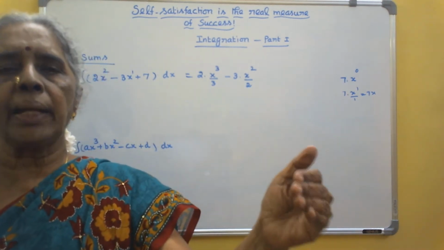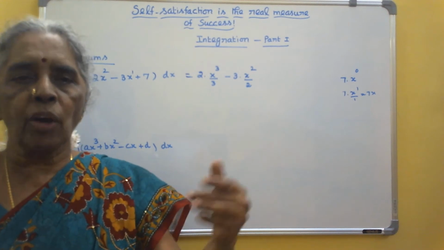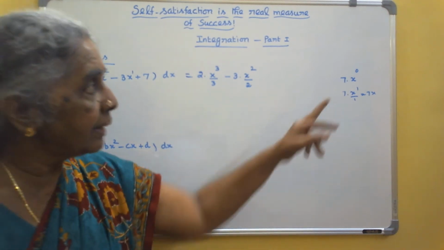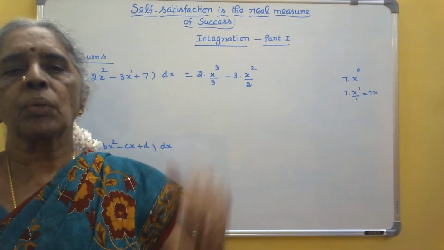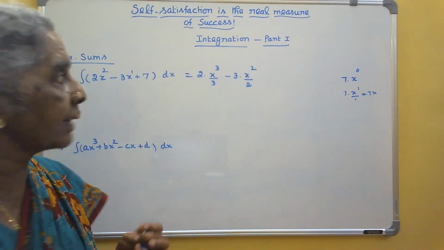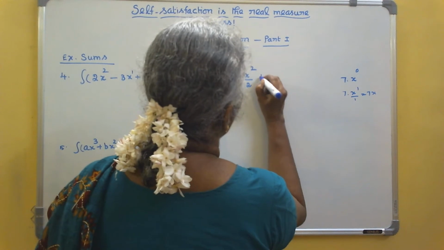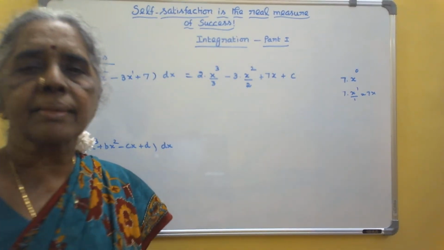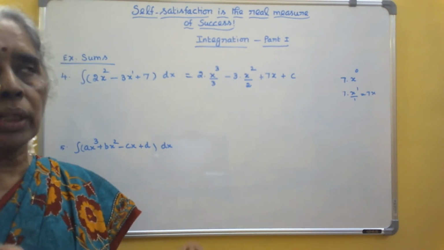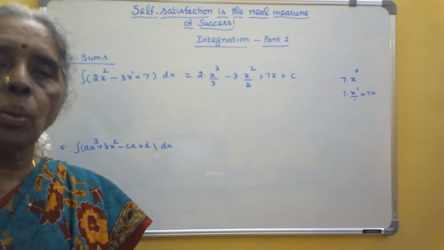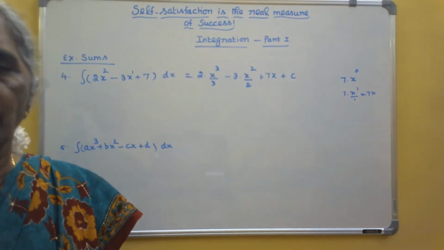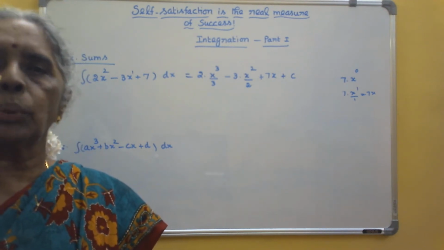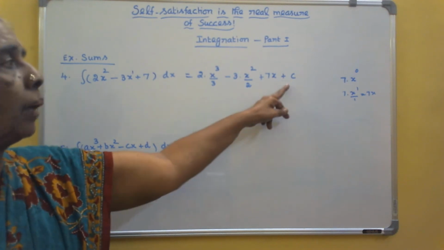If you have plus 3, you will get plus 3x. If you have minus 5, you will get minus 5x. Okay? The reason is, it is like x power 0. So, when you integrate, you are getting an x. So, here I will be getting plus 7x. Don't forget to add a c. Okay? Actually, now whatever we are studying, they are all called indefinite integrals. But anyway, you keep it as integration. Later on, when I come to definite integrals, I will tell you the difference. So, now you have to add one c.